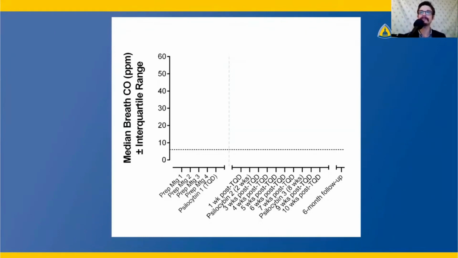So jumping to the results, this is a graph showing breath carbon monoxide. That's a byproduct from smoking, very reliable in terms of detecting whether someone's recently been smoking. Here are the median data before the first psilocybin session, and here are the data after the first psilocybin session. You don't need to be a stats whiz to see you have a pre-post difference in these data.